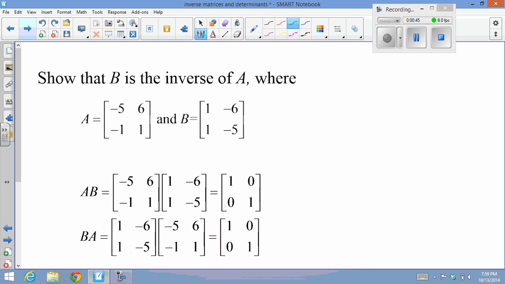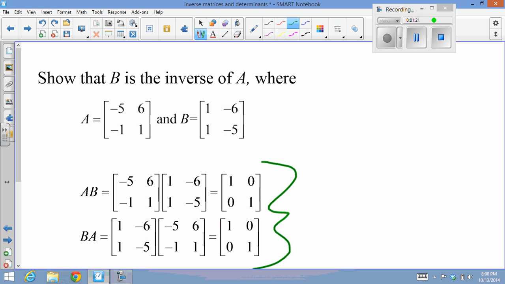So in order to show that a matrix is an inverse of another matrix, you need to find the product. So in this case, you're going to multiply A times B. If you follow the procedure and you multiply A times B, you should get 1, 0, and 0, 1. If you multiply B times A, you should also get the product that is 1, 0, and 0, 1. If this holds true, that guarantees that the matrices are inverses of each other.